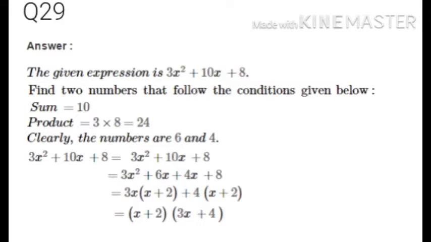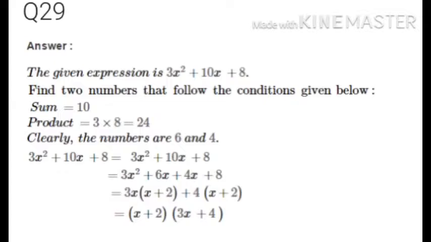Now the next question is 29. 3x square plus 10x plus 8. First, find two numbers that follow the conditions given below. The sum is equal to 10 and the product is the first term times the last term, that is 3 times 8, which is equal to 24. By finding the factors of 24, we clearly know that the numbers are 6 and 4.